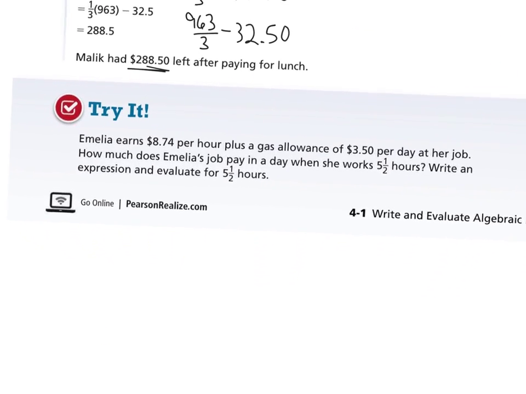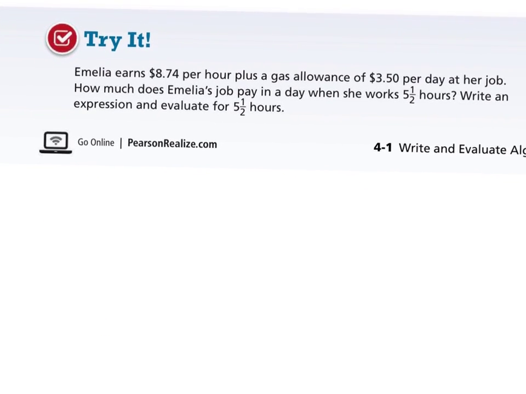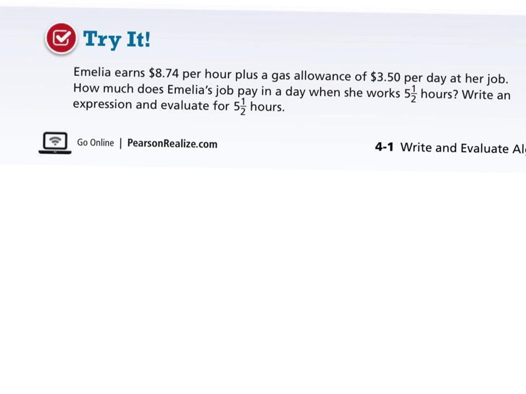Look at the try it. Amelia earns $8.74 per hour plus a gas allowance of $3.50 per day at her job. How much does Amelia's job pay in a day when she works 5.5 hours? Write an expression and evaluate for 5.5 hours. So again, they're asking us to write an expression first before we evaluate, so before we substitute that in.